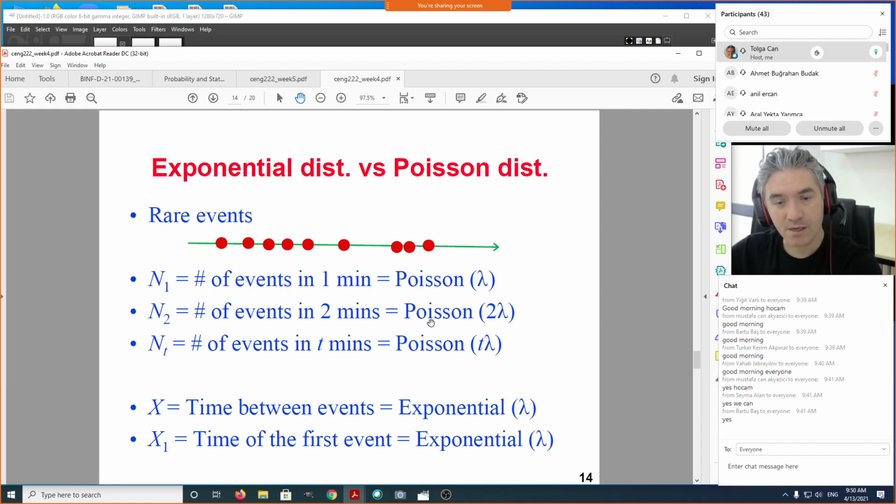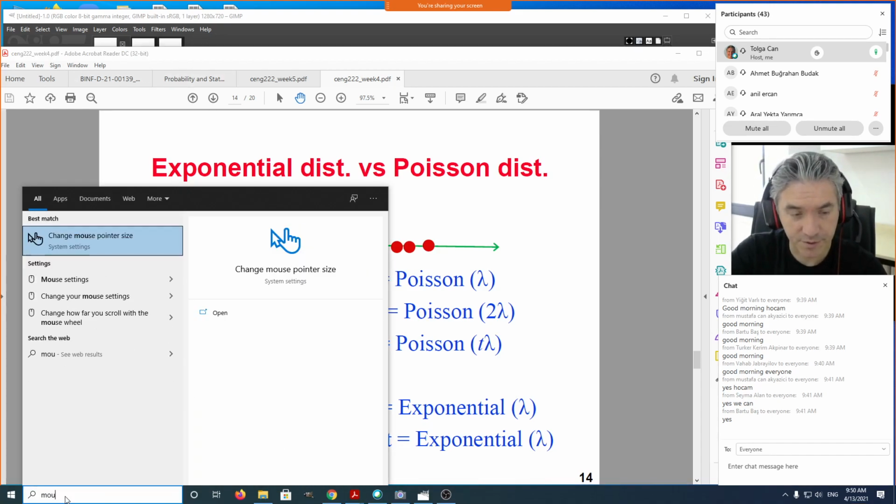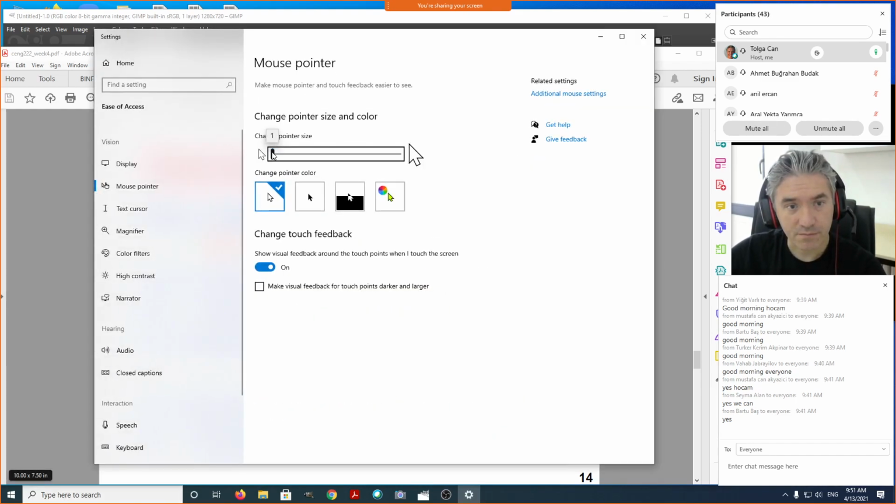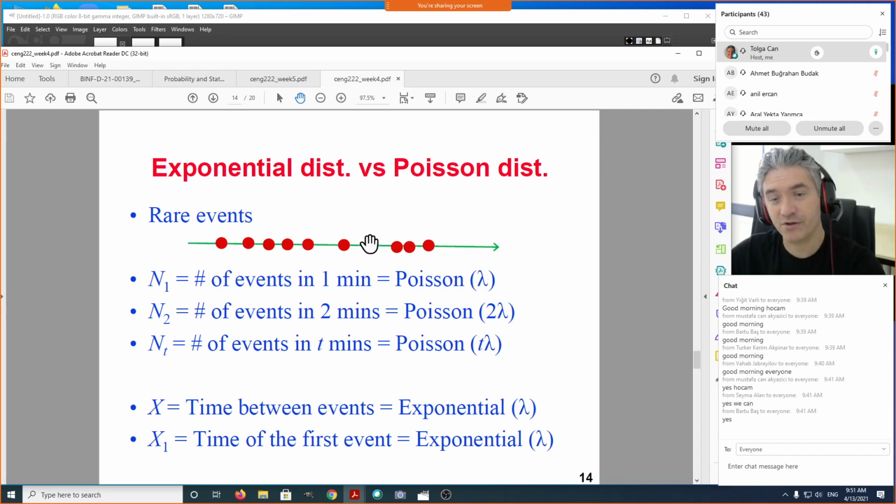And the relationship of the exponential is that the time interval, if you look at time intervals between events, or when you're at some arbitrary place, you may be here, not between 2 events. Let me also increase my mouse pointer size. So wherever you are in time, you may be here, right under the mouse pointer. The time until the next event is an exponential random variable.